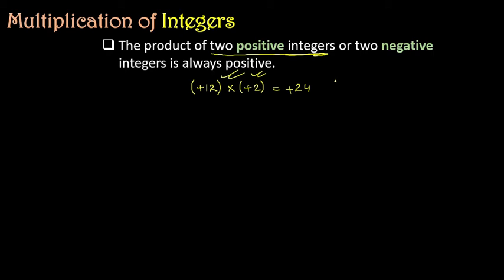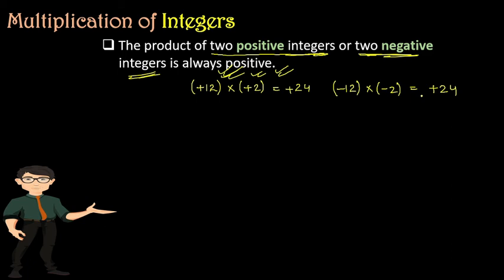Similarly, suppose I ask you to multiply two negative integers, minus 12 and minus 2. Again you will say the answer is always positive, because when you multiply two negative integers, we always get a positive integer. So your answer is plus 24.